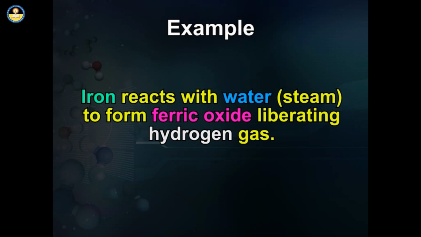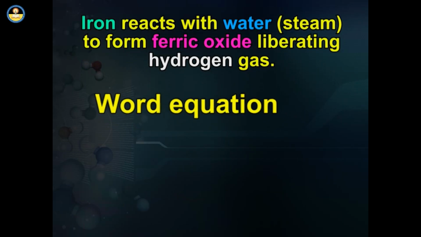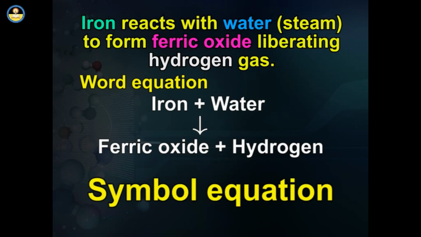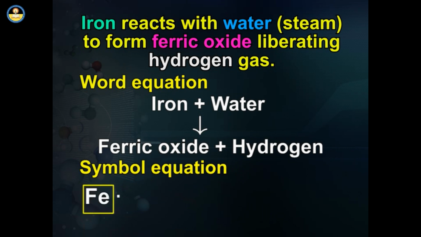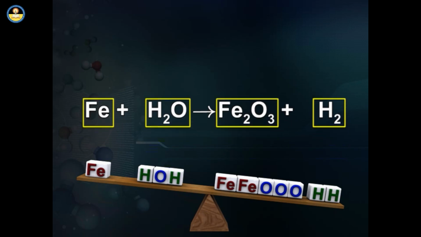And now the solution. The word equation for the reaction is iron reacts with water to give ferric oxide plus hydrogen. The symbol equation for the same reaction is iron Fe plus H2O gives Fe2O3 plus H2. The balancing of the equation is done in the following steps.